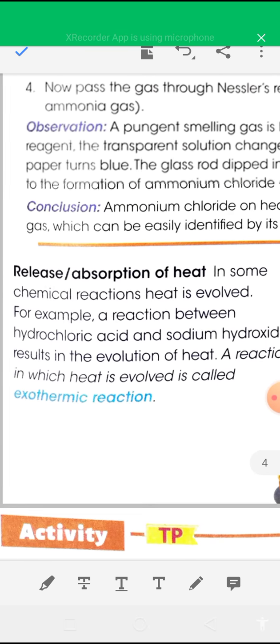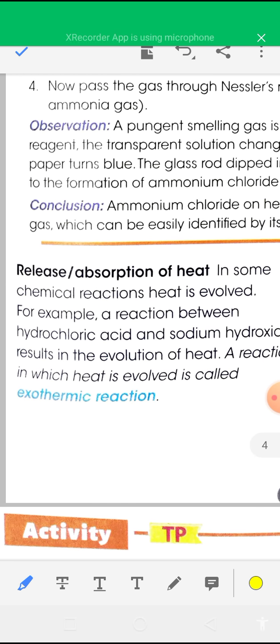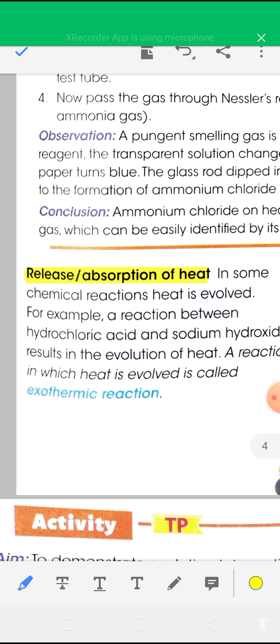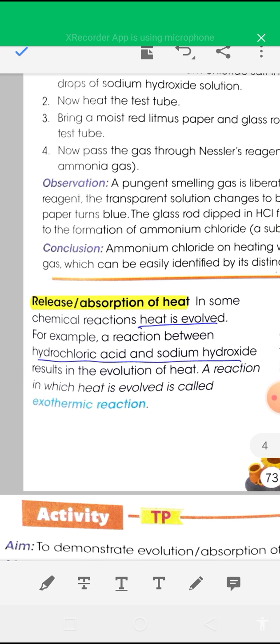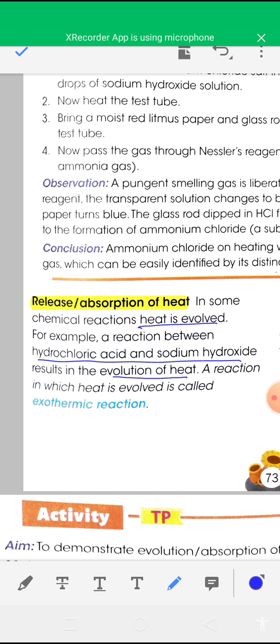The next characteristic of chemical reaction is release or absorption of heat. In some chemical reactions, heat is released, and in some chemical reactions, heat is absorbed. In some chemical reactions, heat is evolved. For example, the reaction between hydrochloric acid and sodium hydroxide results in the evolution of heat.